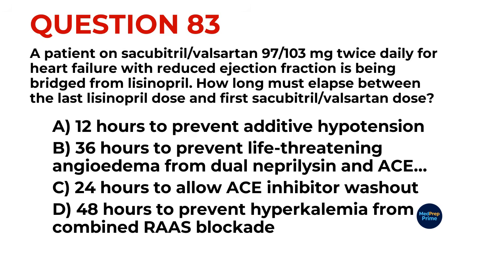Option A, 12 hours to prevent additive hypotension. Option B, 36 hours to prevent life-threatening angioedema from dual neprilysin and ACE inhibition. Option C, 24 hours to allow ACE inhibitor washout. Option D, 48 hours to prevent hyperkalemia from combined RAAS blockade.